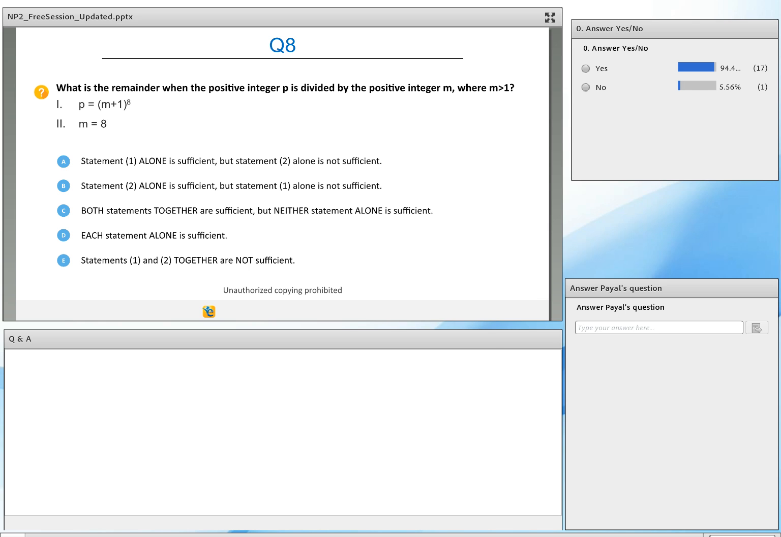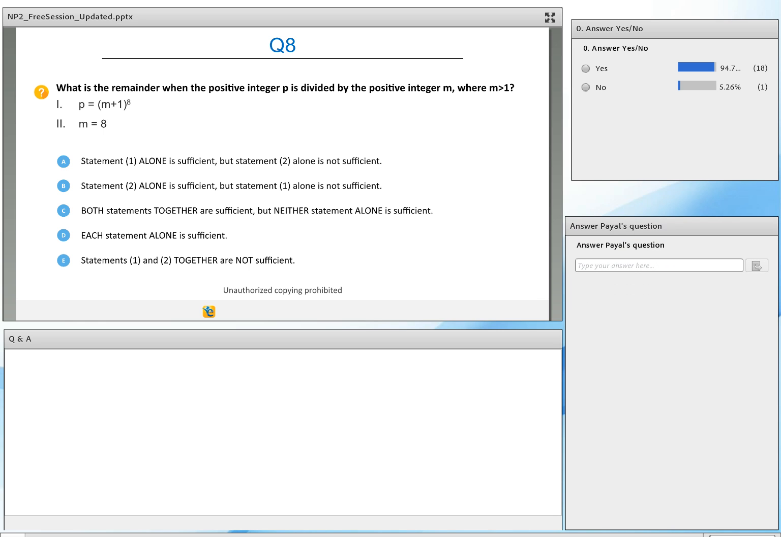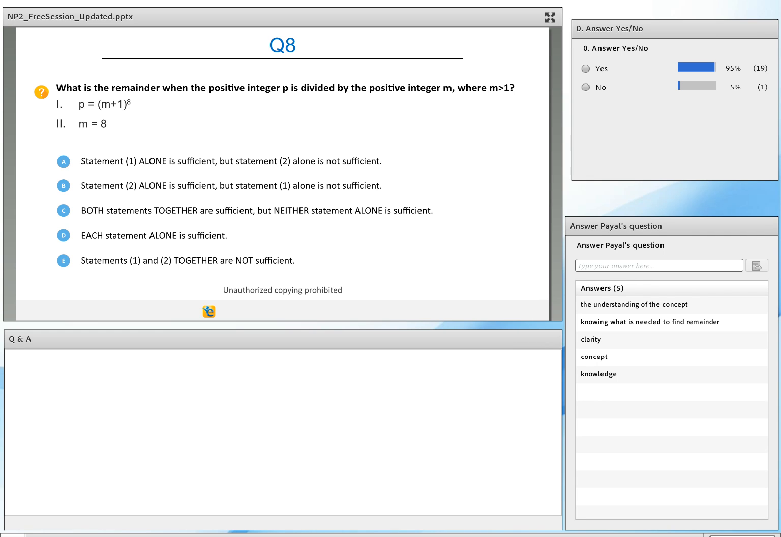Good. And what has made the difference? I'll solve this question, but what made the difference in your approach to this question or in your confidence? What concept and what knowledge? Knowing what is needed to find the remainder, the understanding of the concept, okay. The visualization process, absolutely. Okay, good. So let's do this now.